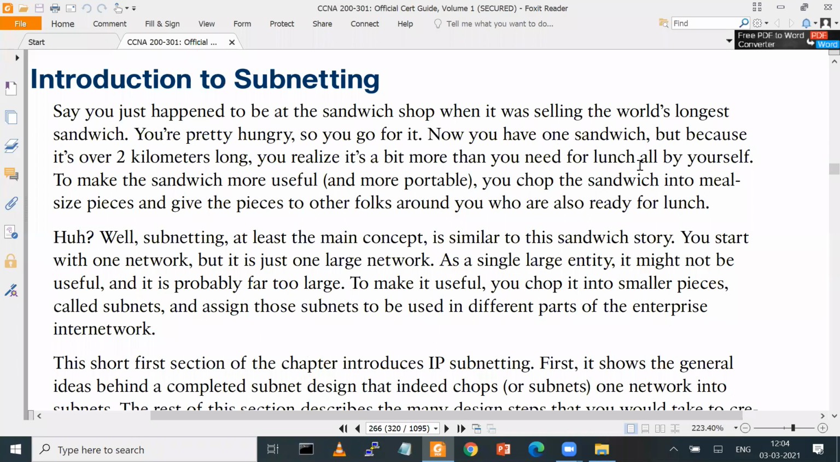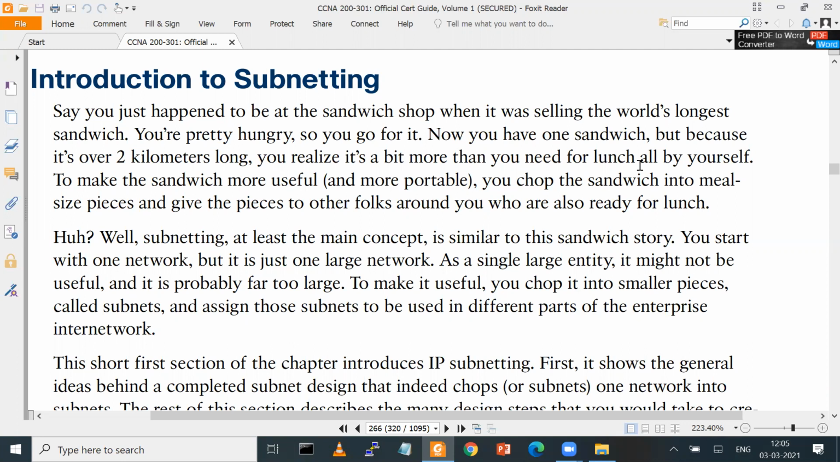Say you just happen to be at the sandwich shop when it was selling the world's longest sandwich. You are pretty hungry, so you go for it. Now you have one sandwich, but because it's over 2 kilometers long, you realize it's a bit more than you need for lunch all by yourself. To make the sandwich more useful and more portable, you chop it into meal size pieces and give the pieces to other folks around you who are ready for lunch.